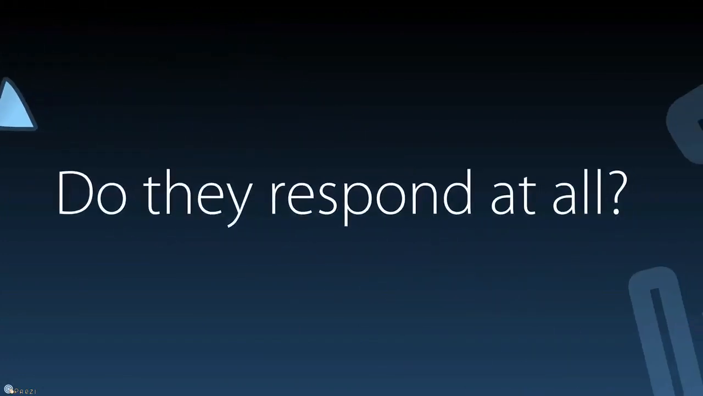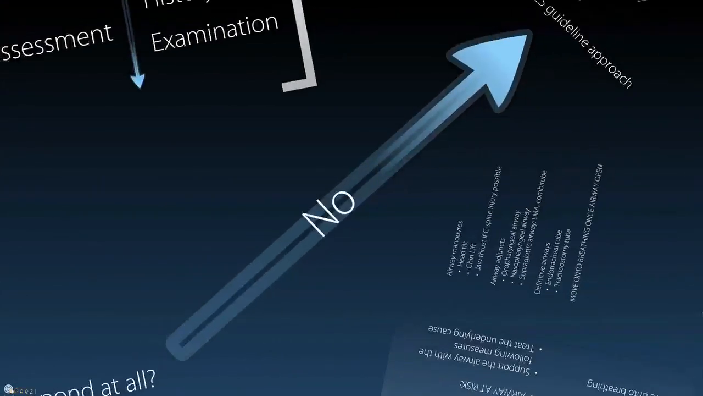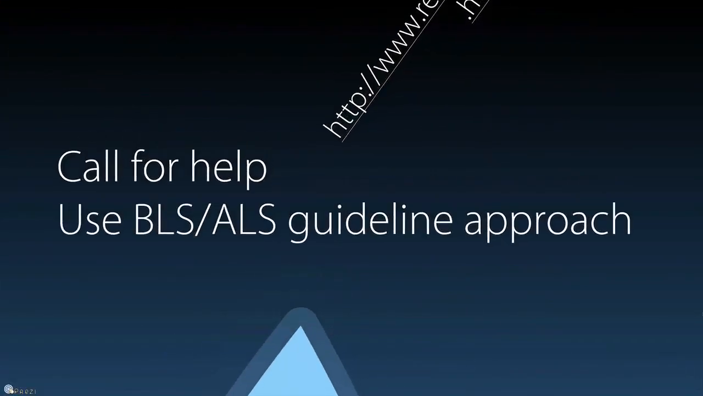It's then critical, if you see someone who looks unwell, to find out if they're responsive. If they are unresponsive, then you need to move on to the usual approach. This involves calling for help and then basic life support or advanced life support as you are trained, and depending on the scenario you're in, you need to get, obviously, some help.